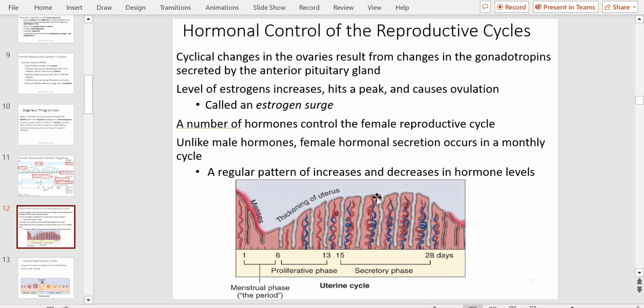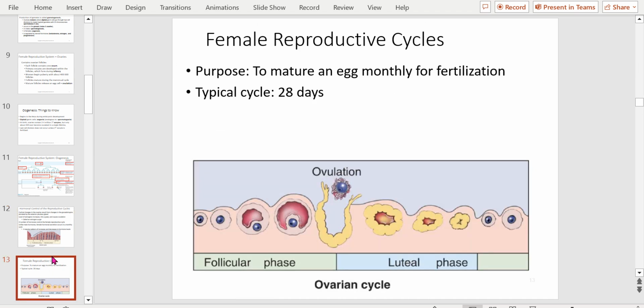And if pregnancy happens, the walls are ready to accept. If pregnancy does not happen, then you will get another menses, and the walls of the uterus will decrease. Okay, and you'll see it happens. We call this the uterine cycle. Okay, the whole purpose there is to mature an egg monthly for fertilization, typically about 28 days.